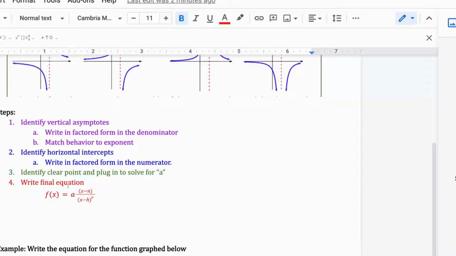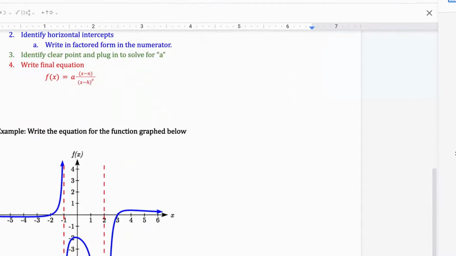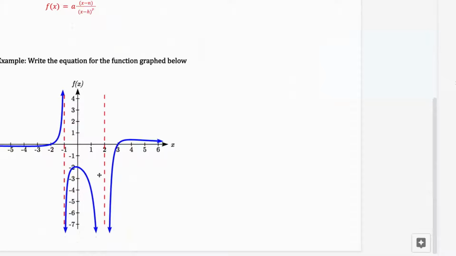So how I do that is I find a clear point, and then you plug it in. So plug in y, plug in x, solve for a. We've done that before. And then finally, you're going to write your final equation. So those are the steps. Now that we've got the steps established, we're going to jump into our example. So we're going to look at this graph right here, and we are going to write our equation.